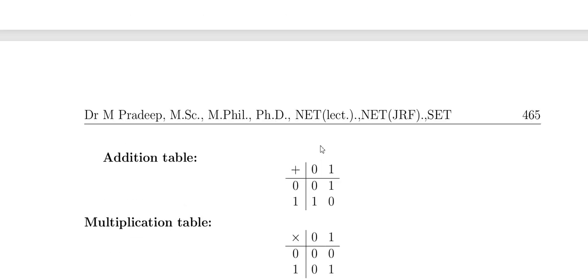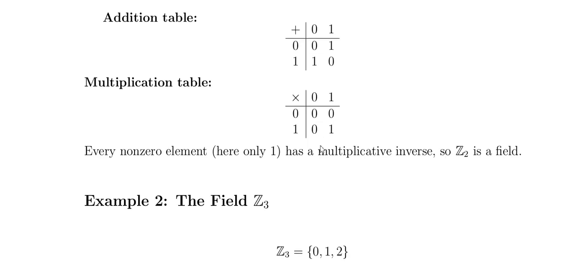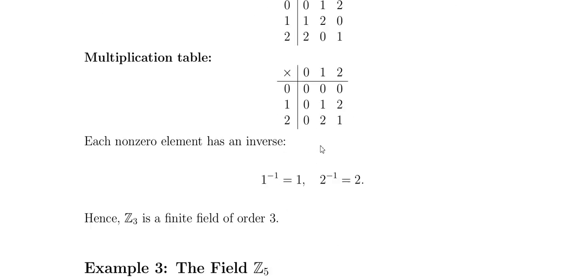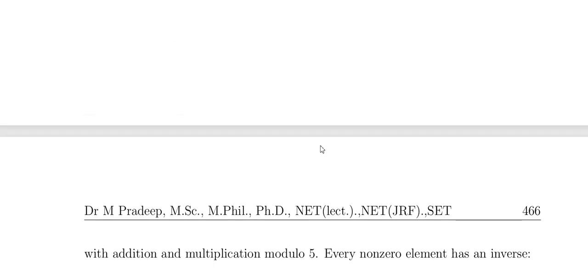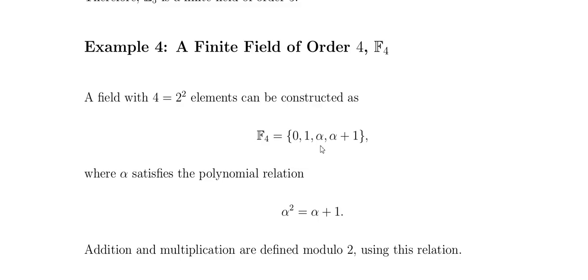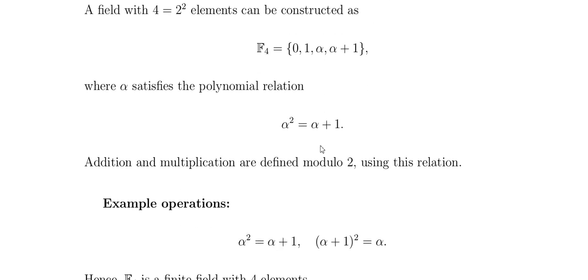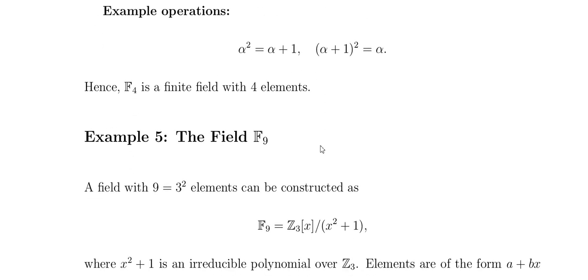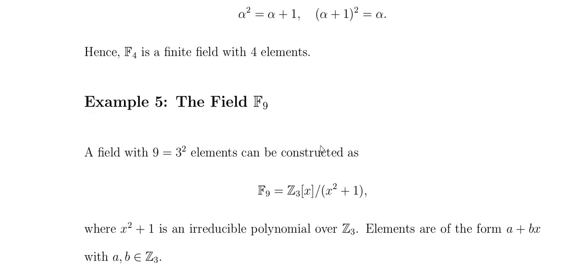Okay, Z2, we can draw the multiplication table and addition table. So easily Z2 is a field. Z5 is also a field. Z3 is also a field. Finite field of order 4: alpha square equal to alpha plus 1. It satisfies the polynomial alpha square equal to alpha plus 1. This is alpha plus 1 whole square equal to alpha. F4 is the example for the finite field with 4 elements.